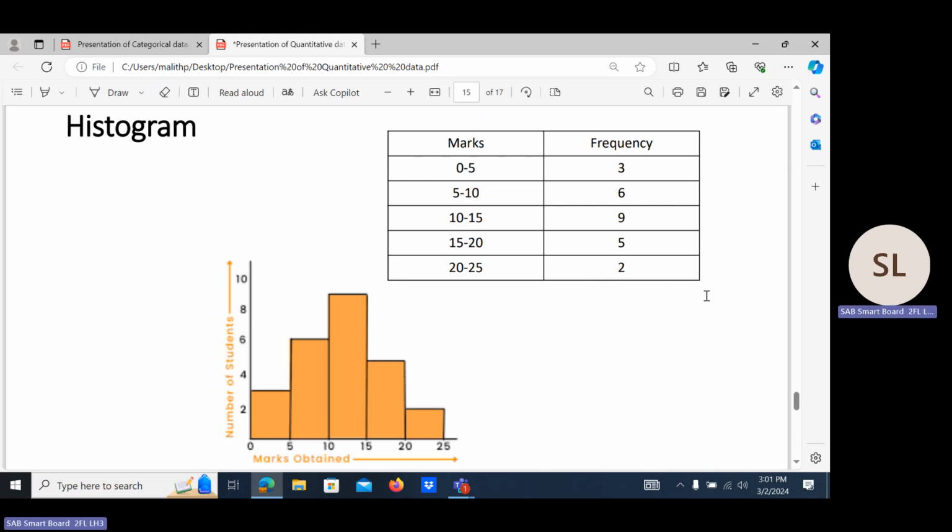Now clear? This is session number 4. Through chapter 4, we studied how to present quantitative data. In session 3, we studied how to present categorical data. For categorical variables, we can represent them using table format, graphs, and diagrams. When we need to present quantitative data, we use the frequency distribution, and the visual form is the histogram. Clear?